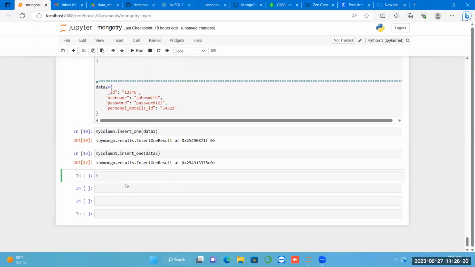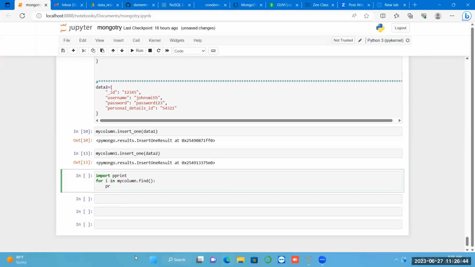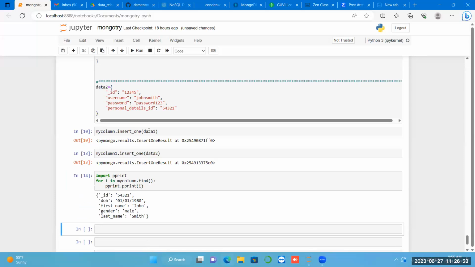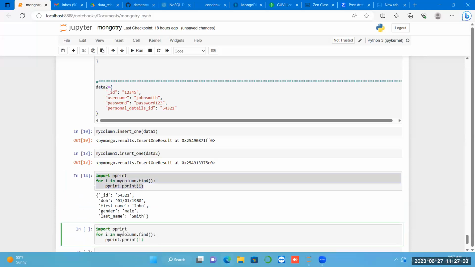Now verify the results from both the tables. Import pprint. Right. For i in my column, my column is your name. My column dot find, then the method find. Then colon, enter, pprint dot pprint i. Great. Now run this. Do the same thing for the other table. Just copy the code, paste in the below cell, change my column to my column 1. That's all.